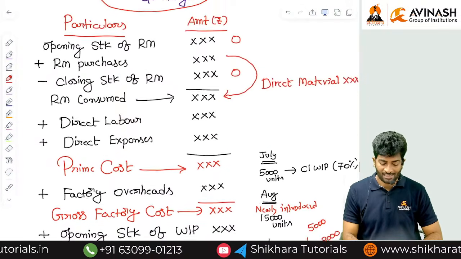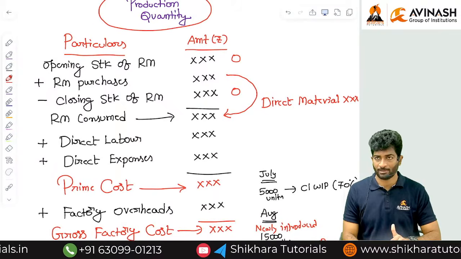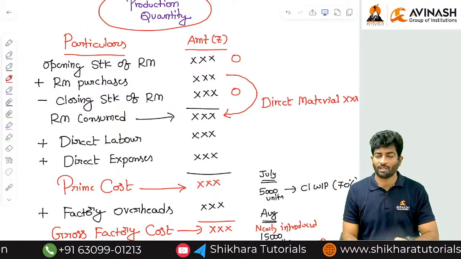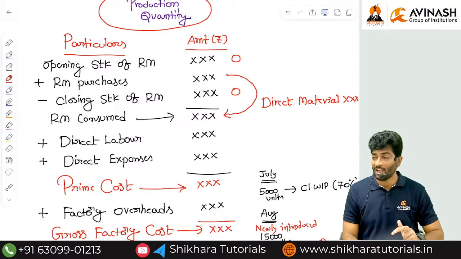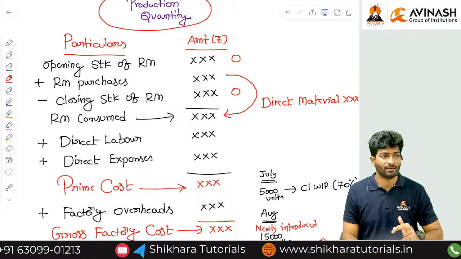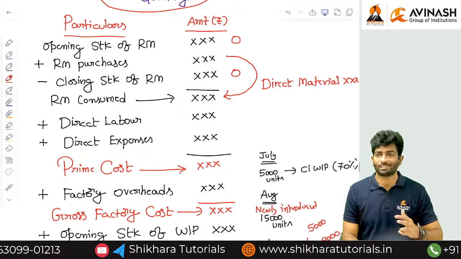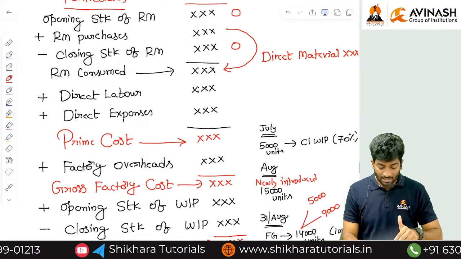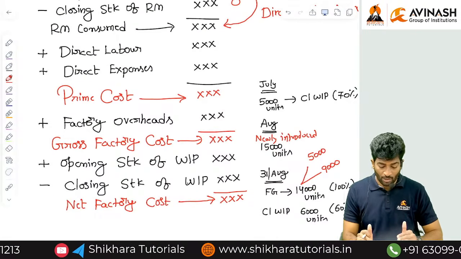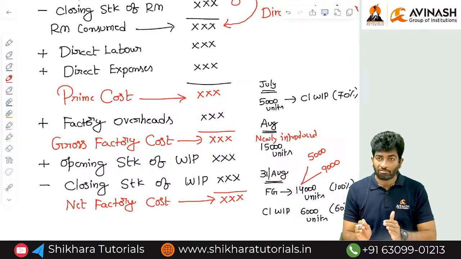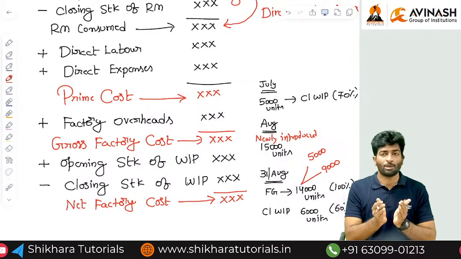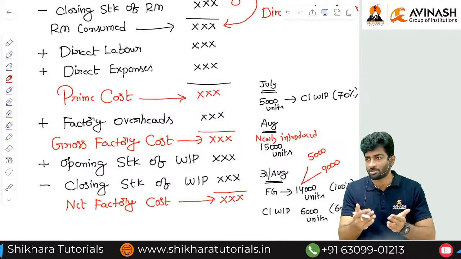Now, I started my August month cost sheet. I have considered raw material consumed during August month, labor expense incurred in August month, overhead incurred in August month. Means these expenses, this factory overhead, this gross factory cost, this includes your 5,000 units closing stock. I mean, closing stock of last period, opening stock of this period.